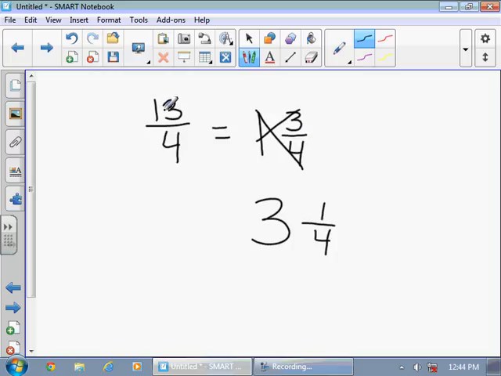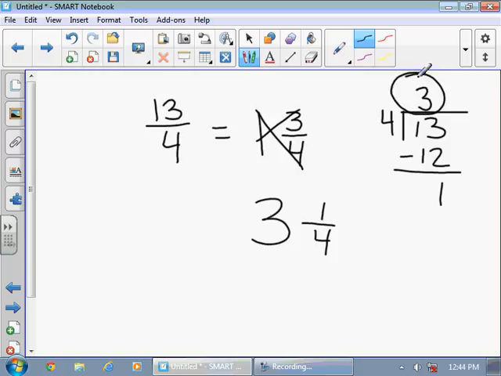Now, if you needed to divide, but you weren't able to do that in your head, that's okay. How many times will 4 go into 13? 3 times 4 is 12, subtract. Here's your whole number. No, here's your remainder. And then here's your bottom number that we divide it by. So whole number, remainder, and what we divide it by.